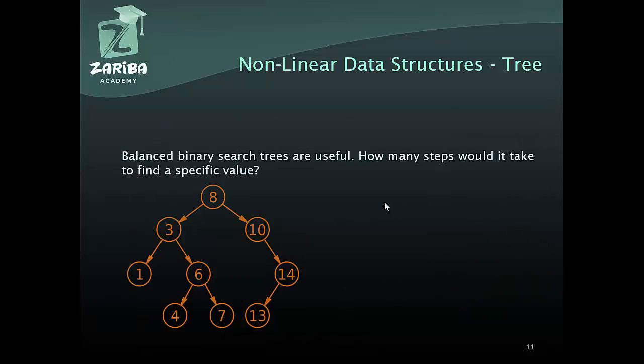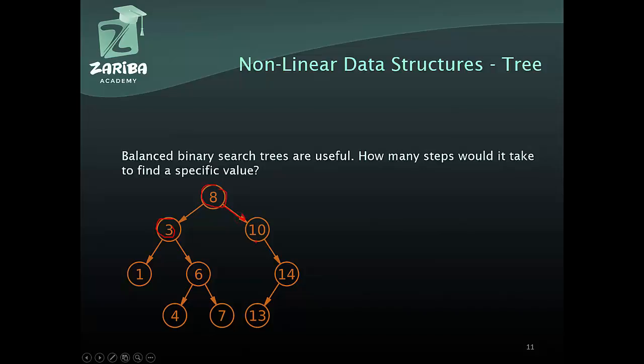No answers. Okay, so trees are useful, and I'll show you just one specific tree, which is called a balanced binary search tree. What's special about it is that let's say that we start at the root. Every value to the left of the root is smaller than the root, and every value on the right is bigger than the root. So in this case 3 is less than 8, so it's to the left. We have 10, which is bigger than 8, so it's to the right.